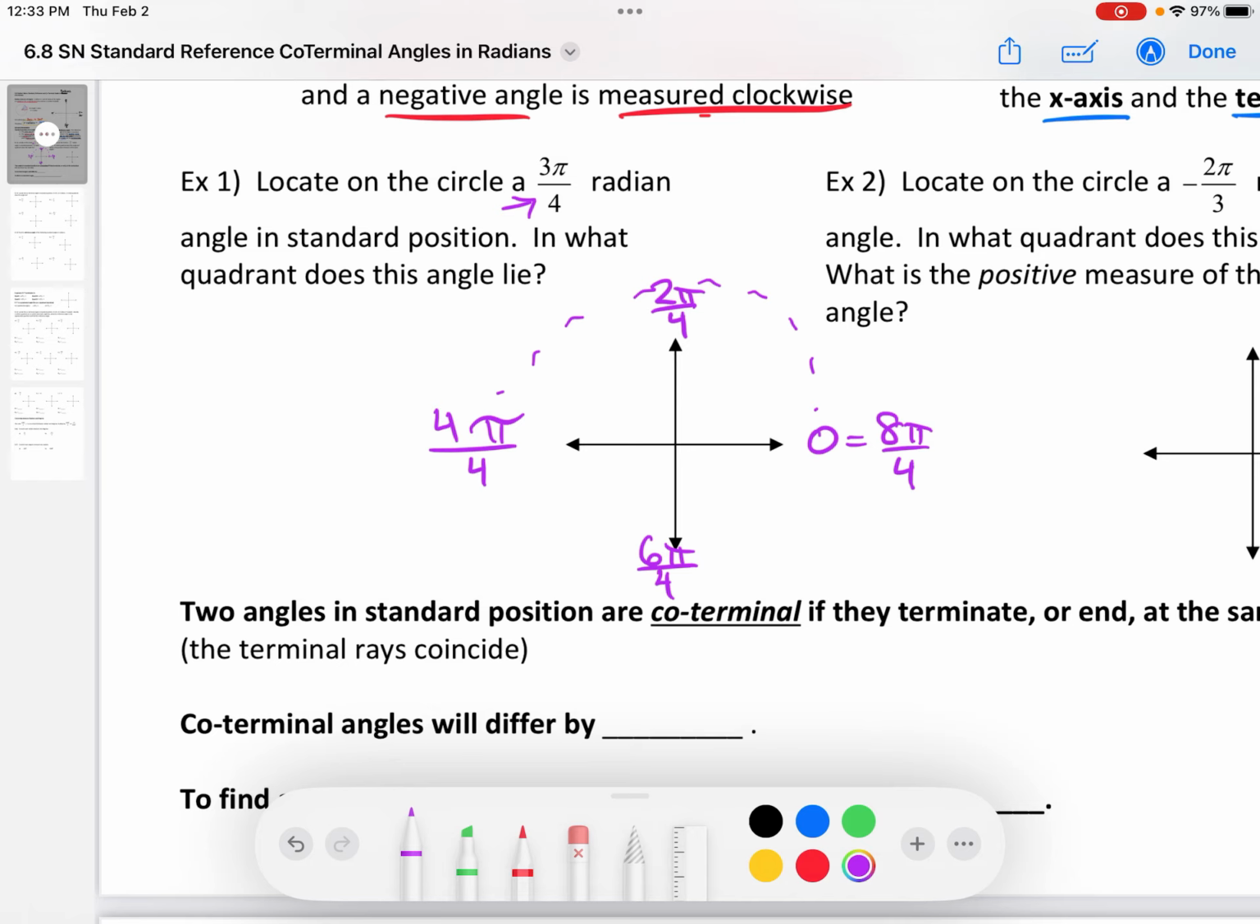Remember, 8 pi over 4 reduces to 2 pi. 0 and 2 pi are in the same position. So the angle we were needing to find is 3 pi over 4. Well, 3 pi over 4 is going to be halfway between 2 pi over 4 and 4 pi over 4. The initial side is at 0, positive x-axis. The terminal side will be in quadrant 2, halfway between. And this is where 3 pi over 4 is going to fall. So this is in quadrant 2.